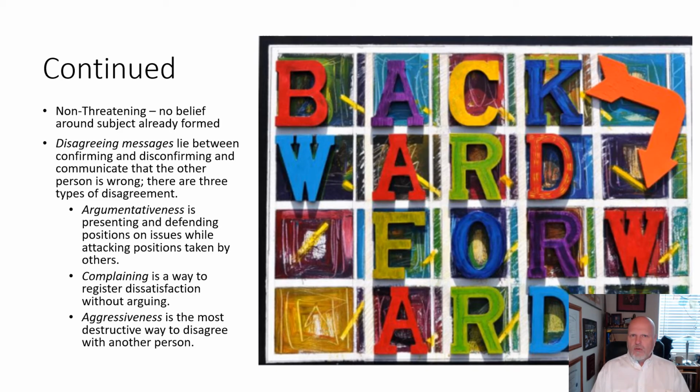And then there are disagreeing messages. The disagreeing messages are the ones that are hardest for us to listen to and hardest for us to hear, because they're saying things we don't like. Argumentative is presented by defending a position. When we get into the next chapter, spoiler alert, we're going to talk about argumentative at length when we get to communication through verbal.